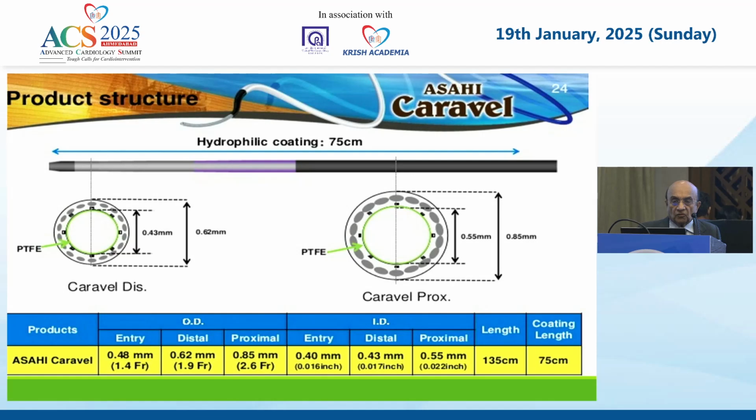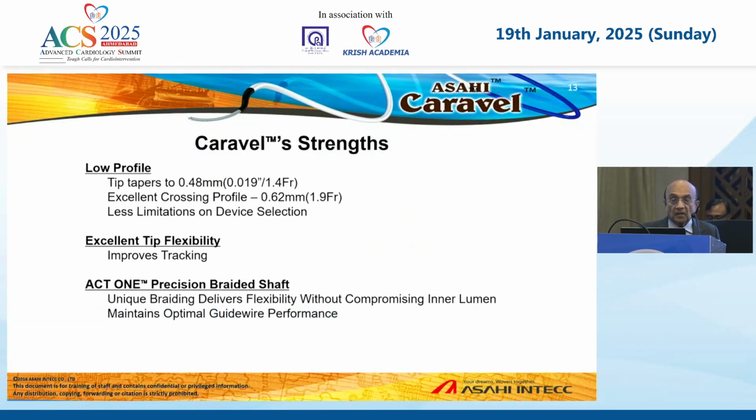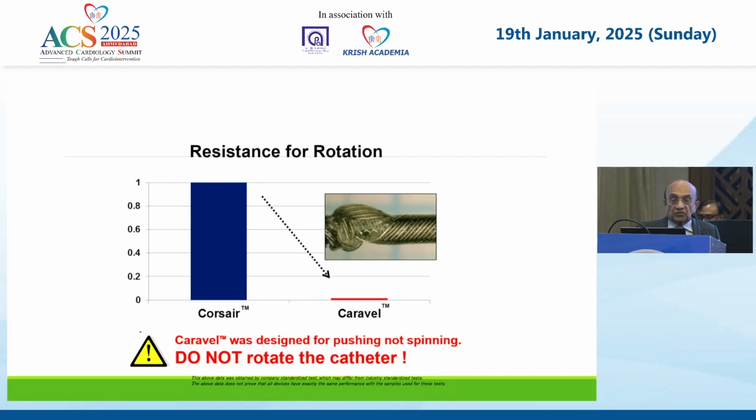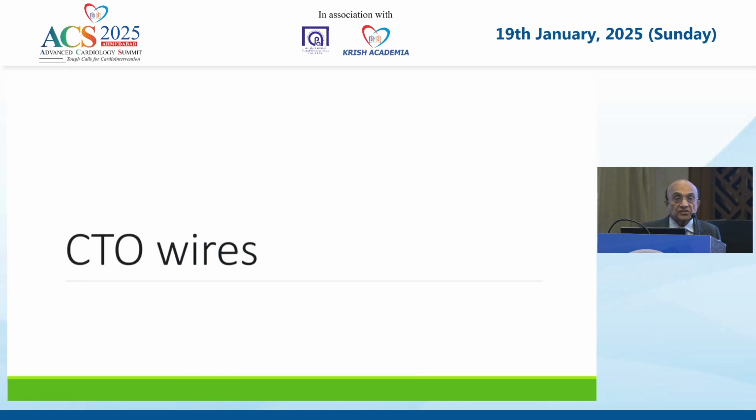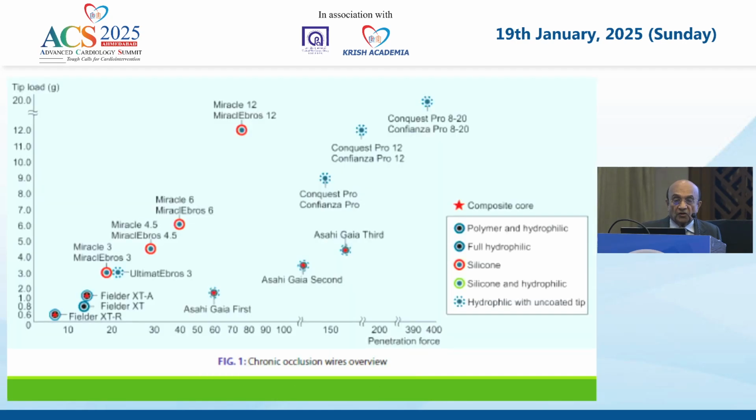Okay. Carvel is a better profile, but Carvel cannot be rotated. If you rotate the Carvel, it will fracture, and that will create a problem. Corsair Pro XS, Fine Cross, they can be rotated, torqued. You can't do that with Carvel. Okay, so there is resistance for rotation, and that is what will happen if you attempt it, so do not rotate the catheter. CTO wires, we must know all about.